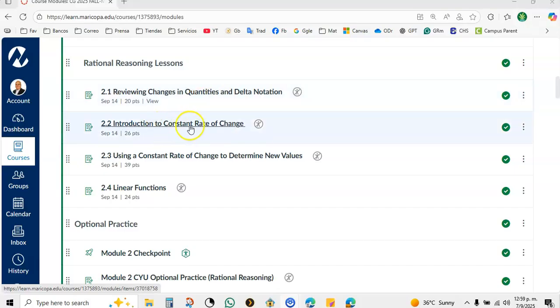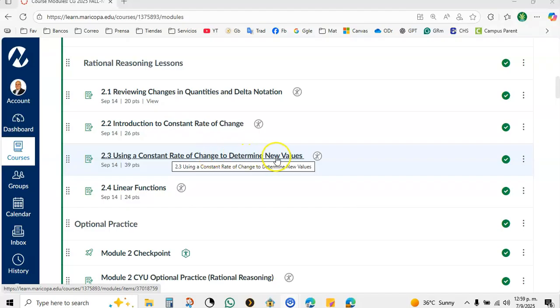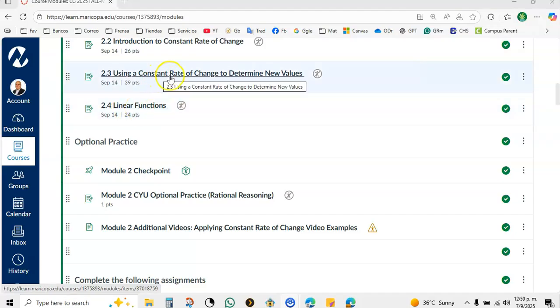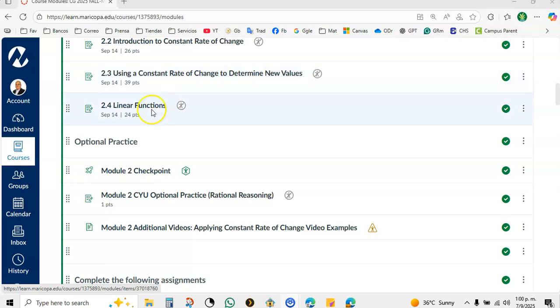Then we're going to cover constant rate of change, using constant rate of change to determine some new values, and linear functions. The main characteristic of a linear function is that you will have a constant rate of change, and of course the input will be raised to the power of 1. For example, in the linear function y = 3x + 1, or 3x + 7, x is raised to the power of 1, right?